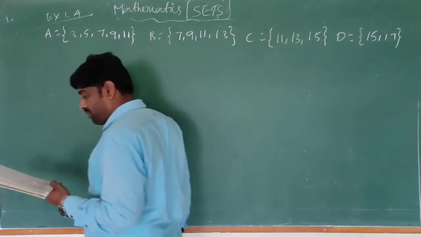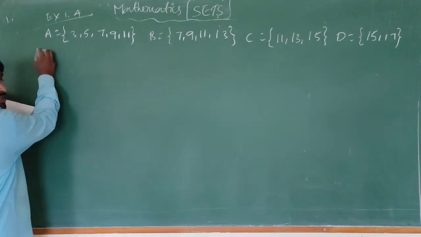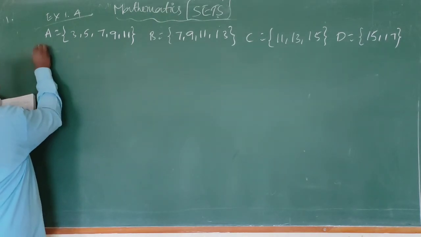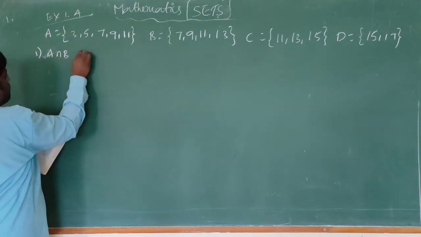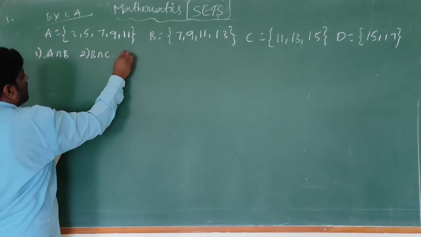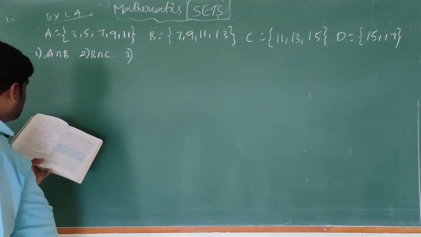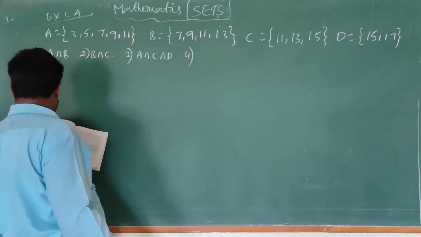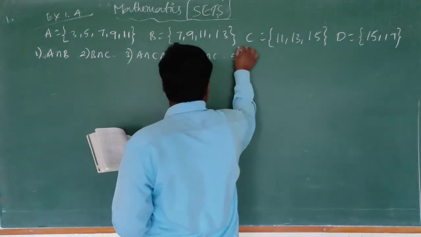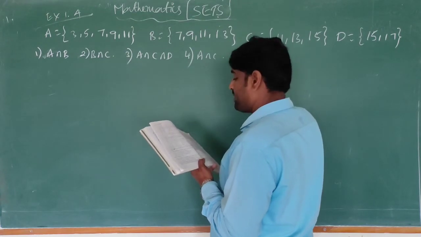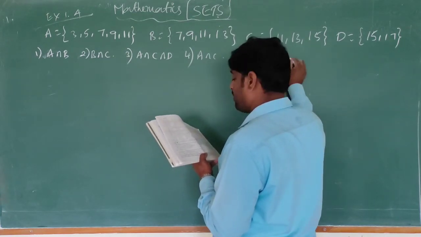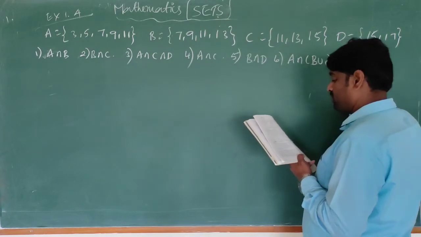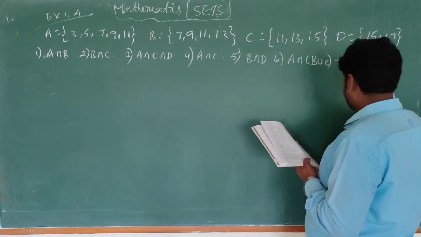Find the following. First one is A intersection B. Second one is B intersection C. Third one is A intersection C intersection D. Fourth one is A intersection C. Fifth one is B intersection D. Sixth one is A intersection B union C. Next one is A intersection B union D.